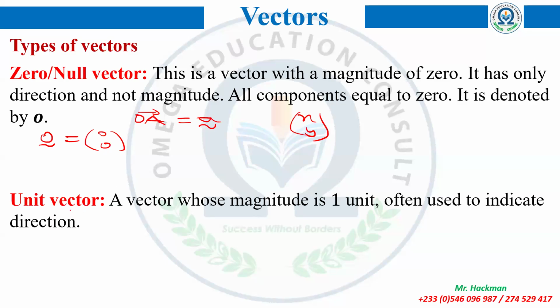All right, so now let's look at the unit vector. Just as I said, usually vectors are labeled based on the size of their magnitude. So if a vector with a magnitude of 0 is a zero vector or a null vector, then a unit vector basically will be a vector with a magnitude of 1. I hope you are with me.